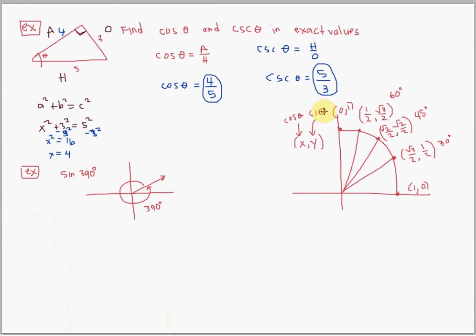So if we want to know what the sine of theta is at 390 degrees, well, 390 as we go around means that this reference angle, how far it is from the x-axis, is 30 degrees. So we're going to take the value at 30 degrees and look at the y-coordinate. So this would be 1/2. So for these ones you're just using the unit circle to find them.